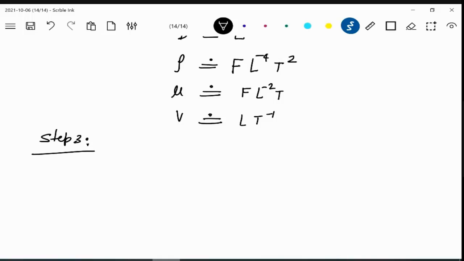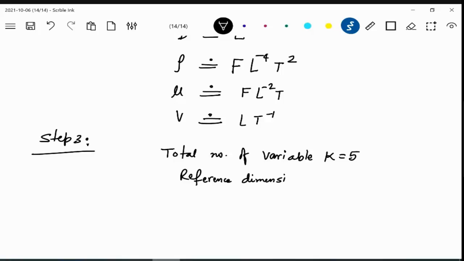And in the third step, you have to find the total number of variables and the reference dimensions. So the total number of variables, in this case, k equals 5. And what is the reference dimension? How many reference dimensions do we have?